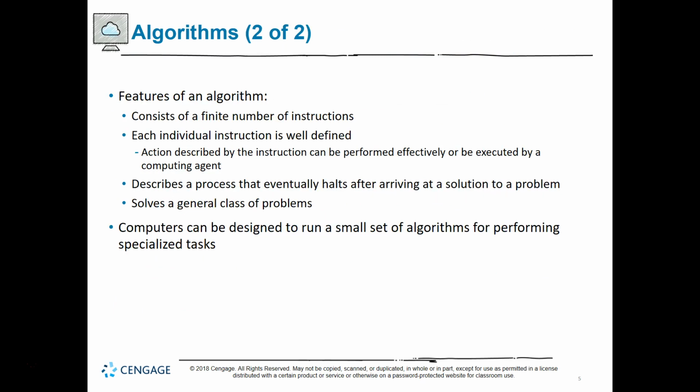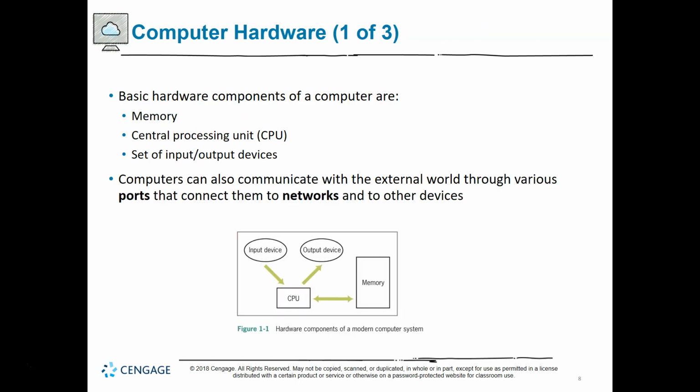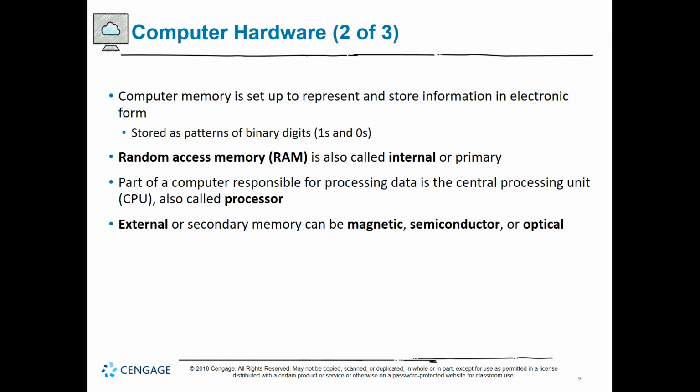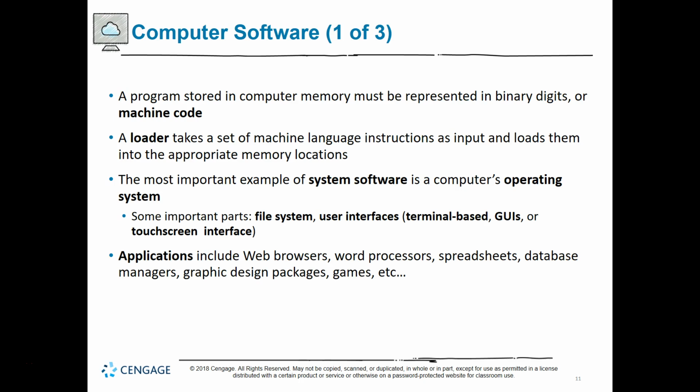So we talked about algorithms a little bit, and we said there's a difference between data and information. We talked about hardware and software, random access memory, how the computer models data, and again it uses that simple idea of zeros and ones. A computer is nothing more than a series of light switches essentially that go on and off.